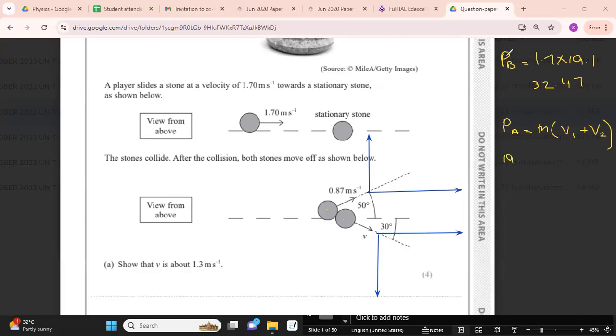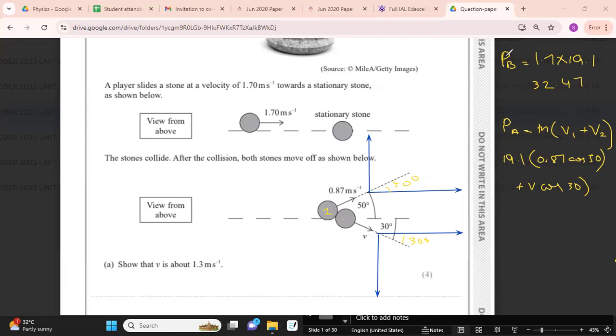So 19.1 v1, the velocity of stone number 1, is going to be 0.87. This is 50 degrees. 0.87 cos 50. Correct me if I am wrong, but I think it will be cos 50. Similarly, if I want to find the horizontal component of object number 2, or stone number 2, that is going to be plus v cos 30. And then we can go ahead and solve for velocity because we know that momentum before the collision is equal to momentum after the collision.